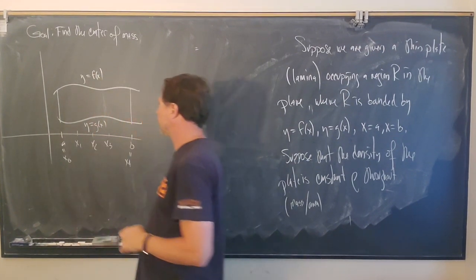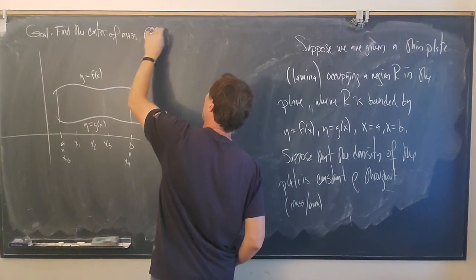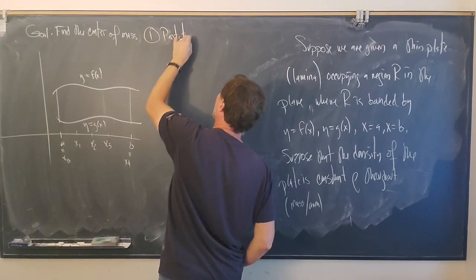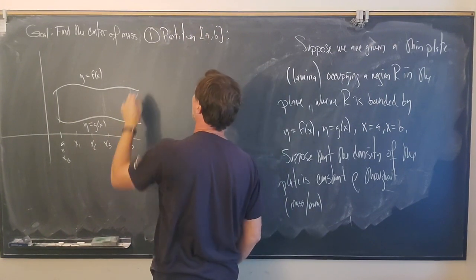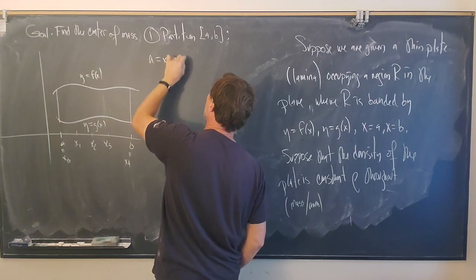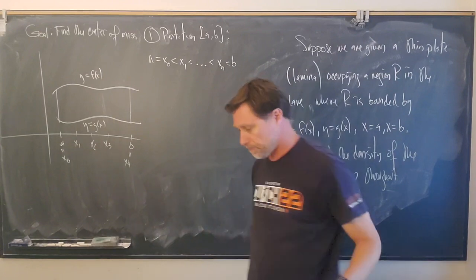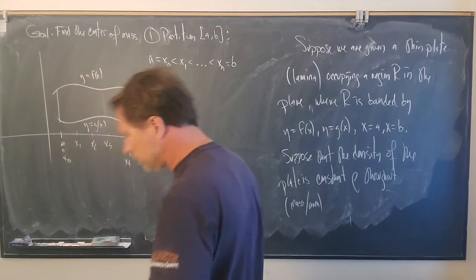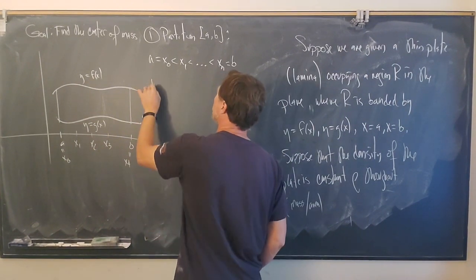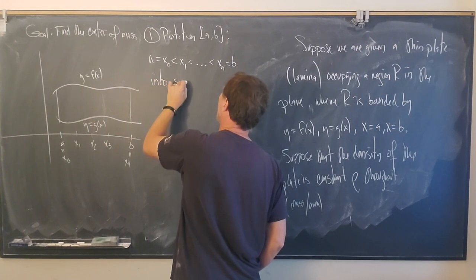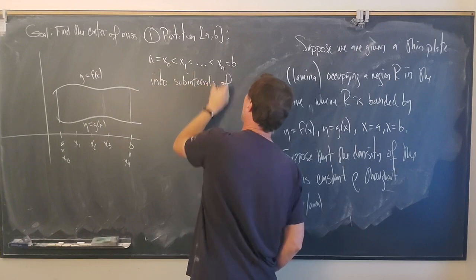In this case, I've chopped it up into 4 pieces. But in general, we're going to partition. Right. So this is step 1. Partition AB as usual. So we'll have a equals x0 less than x1 dot dot dot less than xn equal to b. Now, as usual, these will be subintervals of length delta x.